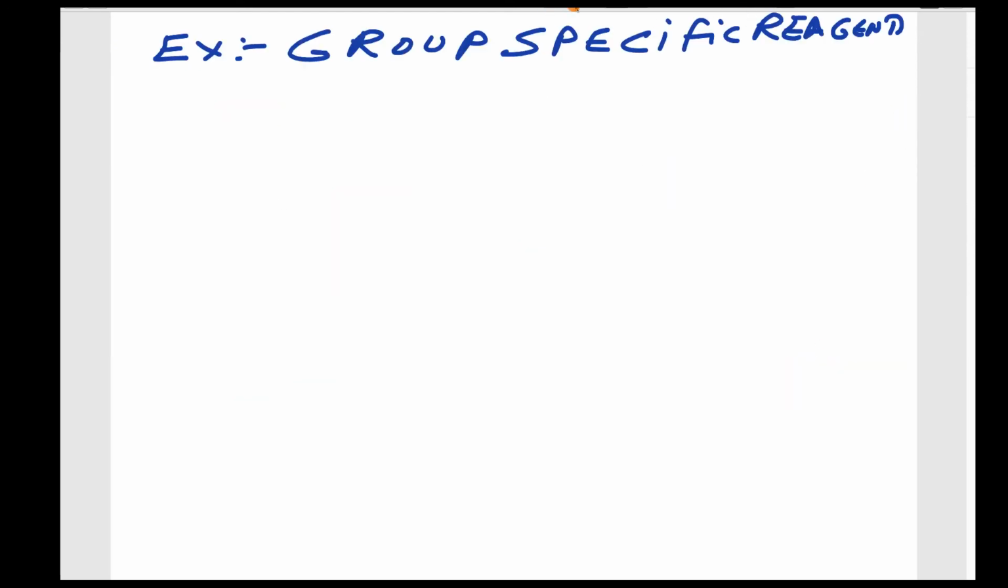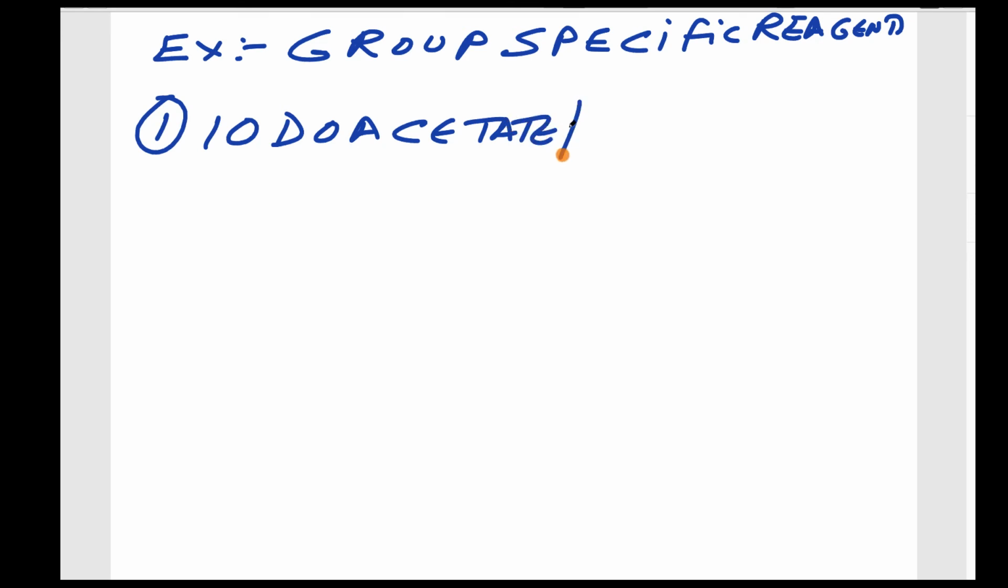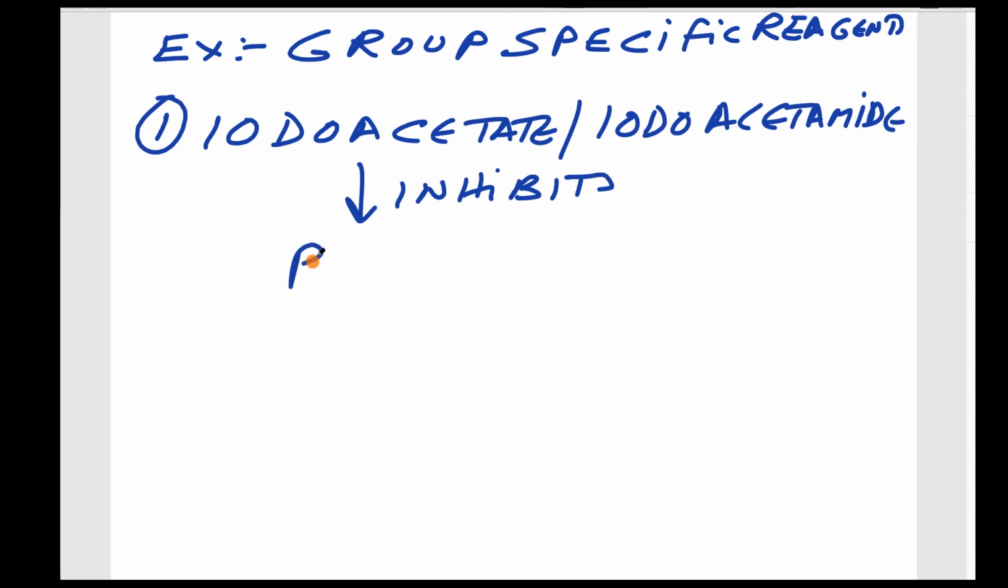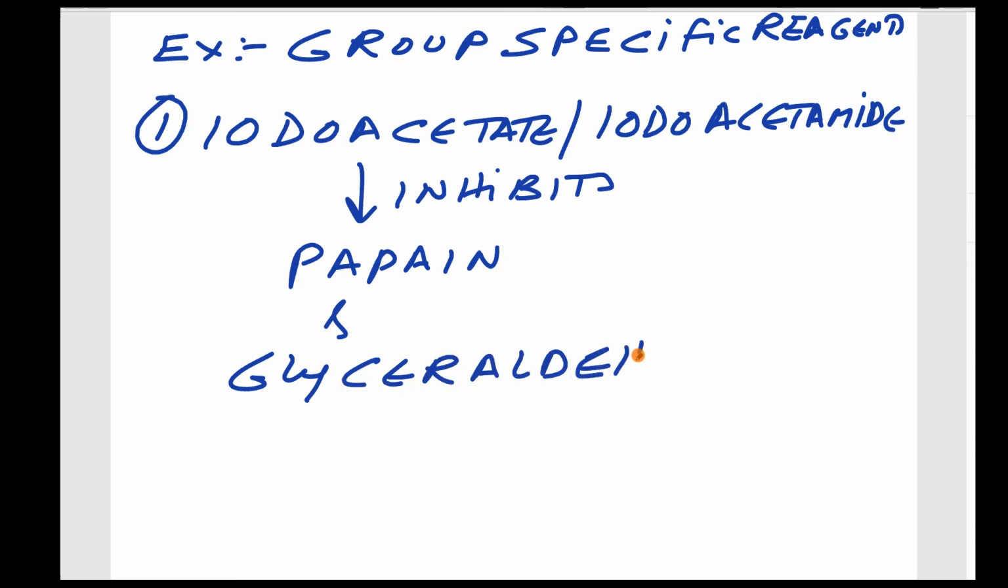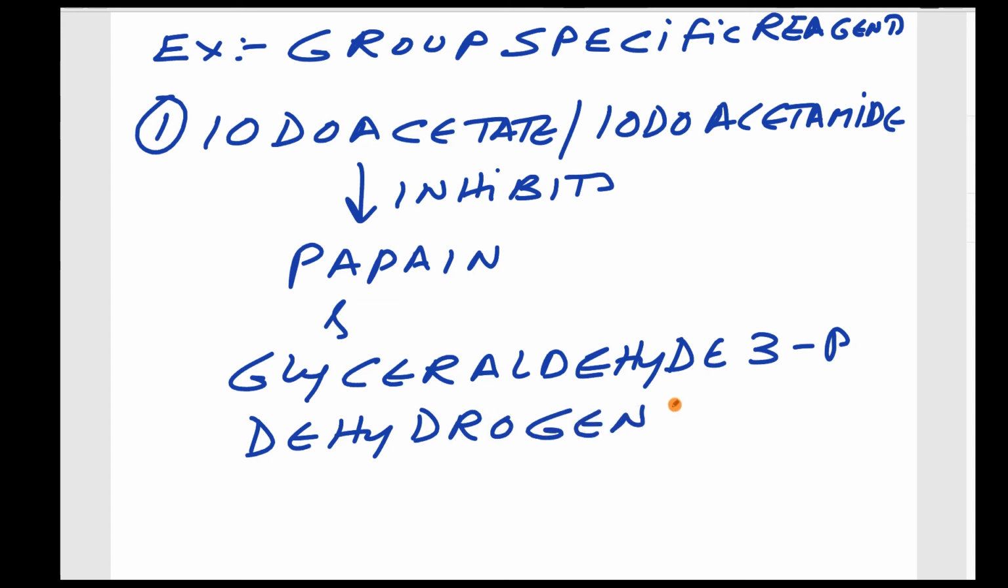Let us take the first example. What is this example? Iodoacetate or iodoacetamide. What it does? It inhibits the enzymes papain and glyceraldehyde 3-phosphate dehydrogenase.